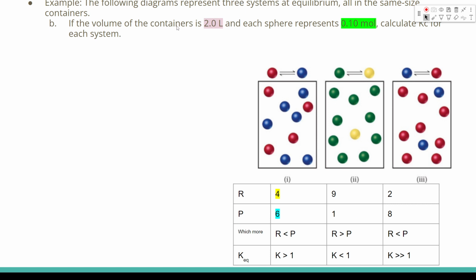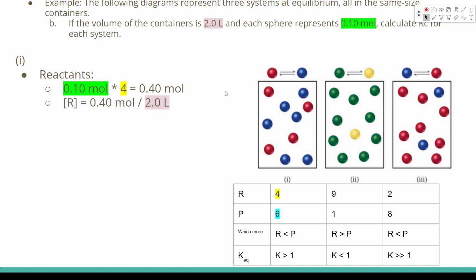So if the volume of the containers is 2.0 liters and each sphere represents 0.10 moles, calculate Kc for each of these systems. And so I'm going to do I, which is this first box here. And so for the reactants, I'm going to see that I have 4 spheres. And so 4 spheres times each sphere being 0.10, I got my moles of this substance. And then I have my liters, so I can calculate molarity by dividing the moles per liter. And so I get my answer here.